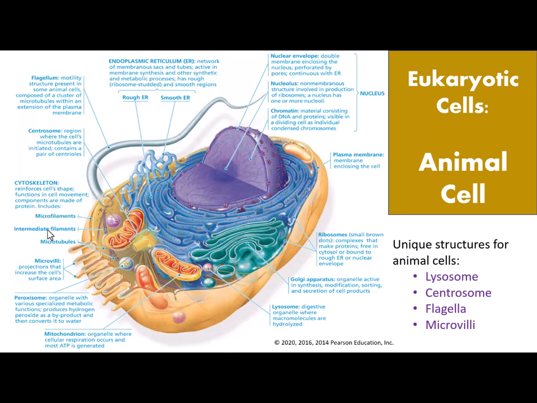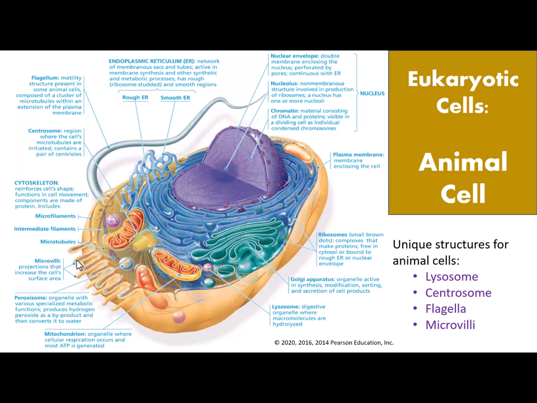We also have our cytoskeleton. This helps to reinforce the cell shape, allows it to move, allows the membrane to pinch. And so the cytoskeleton is made up of our microfilaments, intermediate filaments, and our microtubules. So we have three cytoskeletal elements in our cells.